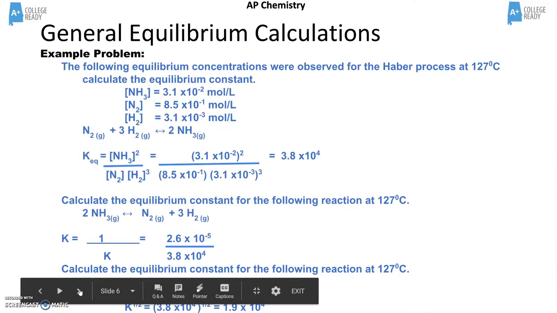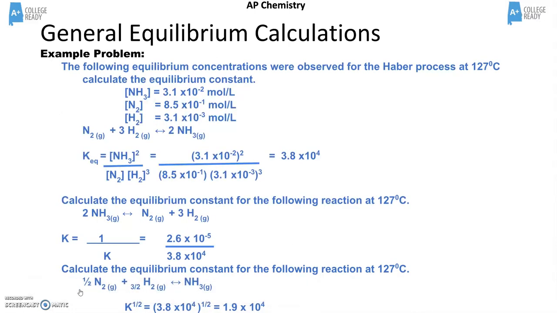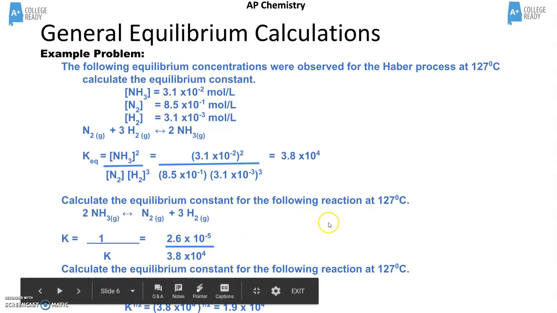Let's look at some practice problems. So here's a general practice problem, the Haber process at 127 degrees Celsius. You're given the concentrations, products over reactants, and you solve for Keq. But then notice what happened in the second part. The reaction was reversed. It's no longer forming ammonia, now ammonia is decomposing. So you have to take the reciprocal, 1 over K. That's why you'll get your lower value of 2.6 times 10 to the negative 5. That's your answer.